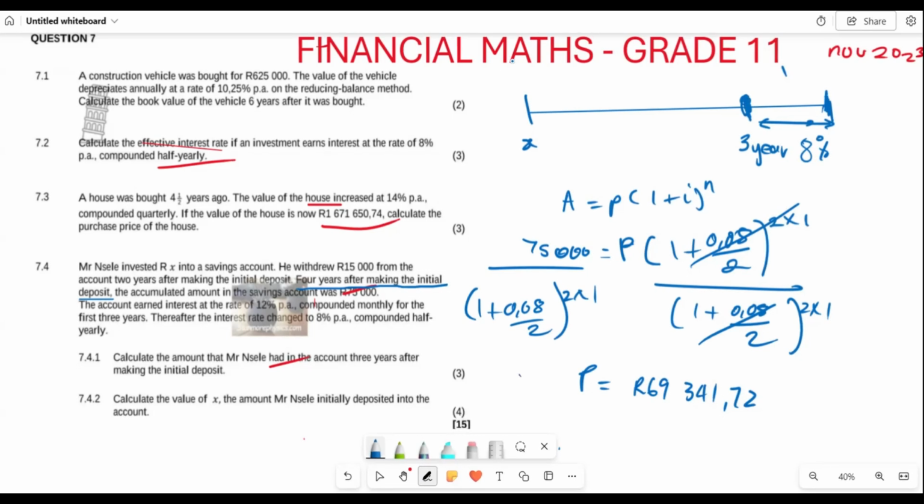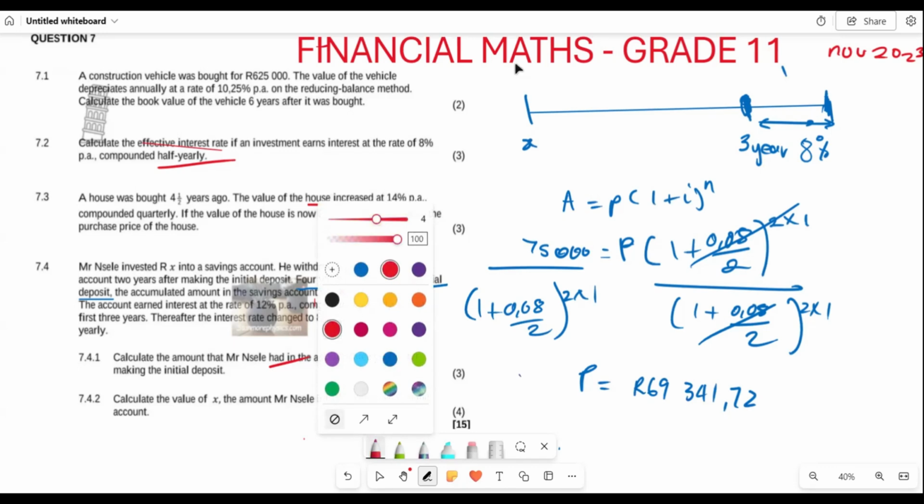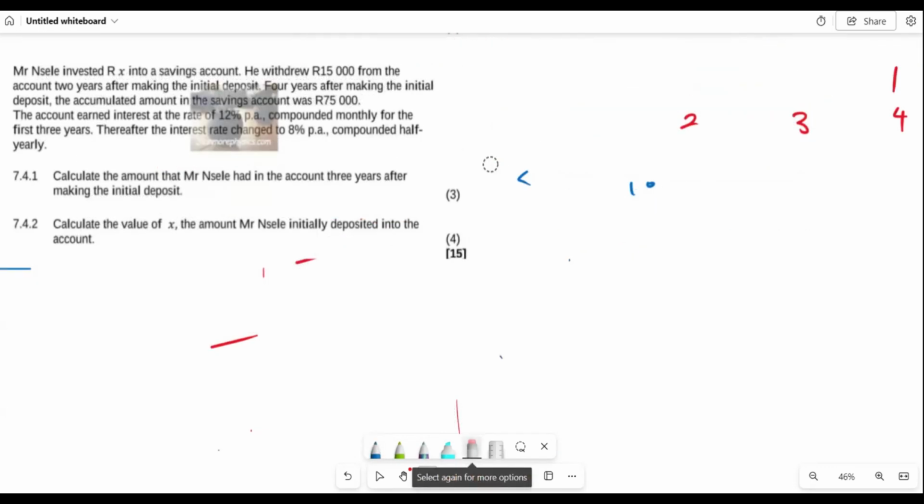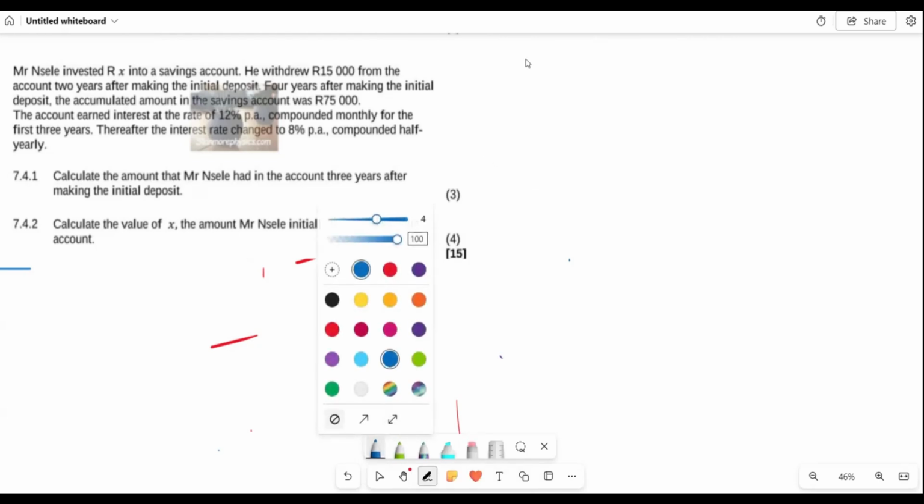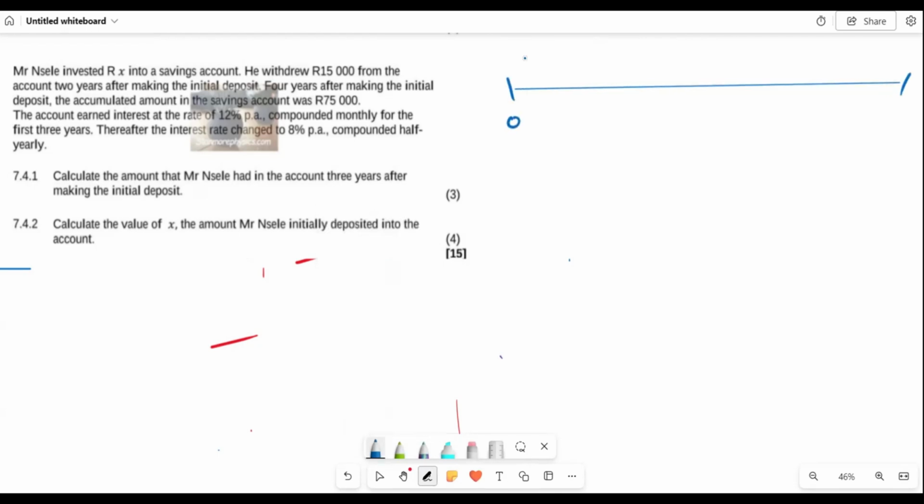So now let's look at your 7.4.2, right? They say calculate the value of X, the amount that Mr. Nsele initially deposited into the account. So now they want us to calculate what the X amount of money is. Let's just recap and see what it is that you have. We have year 1 up until year 4: this is 0, this is 1, this is 2, this is 3, and this is 4.